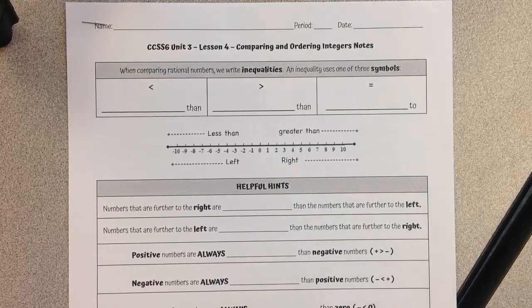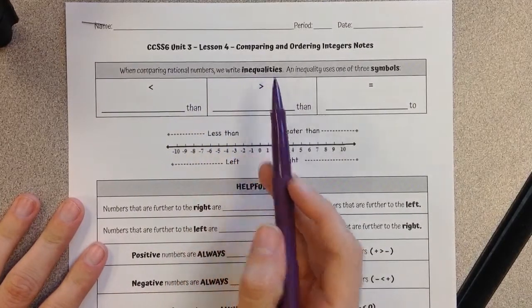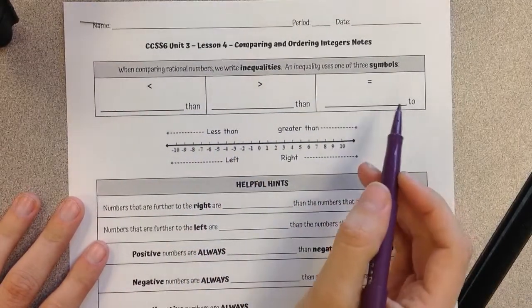Today we're going to talk about comparing and ordering integers. So first off, to be able to compare and order, we need to understand inequality signs. When we compare rational numbers, we write inequalities, and an inequality is going to use one of these three symbols.